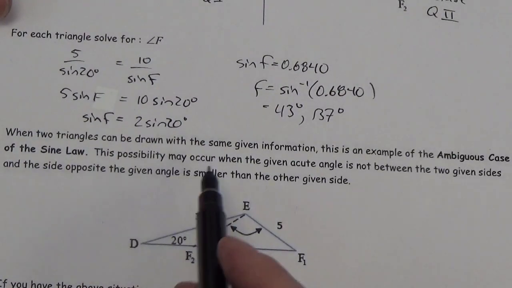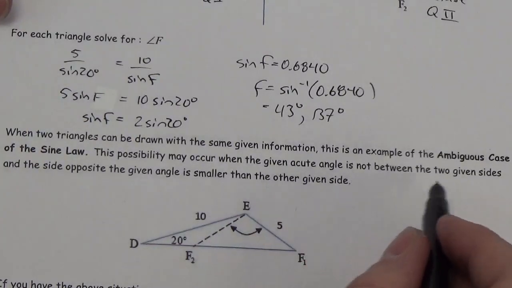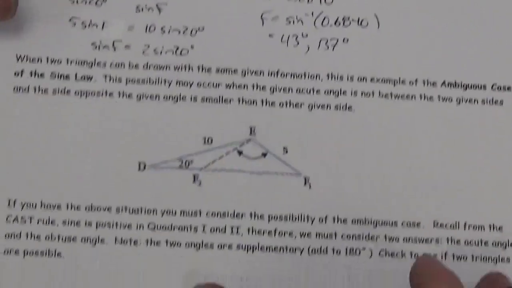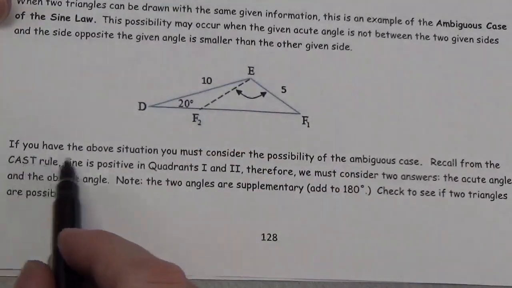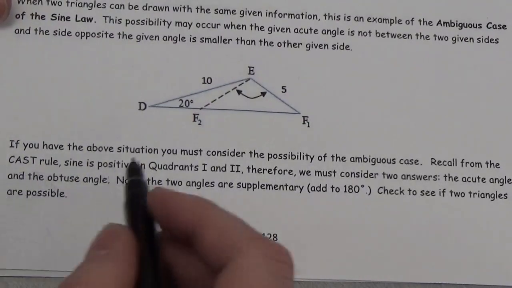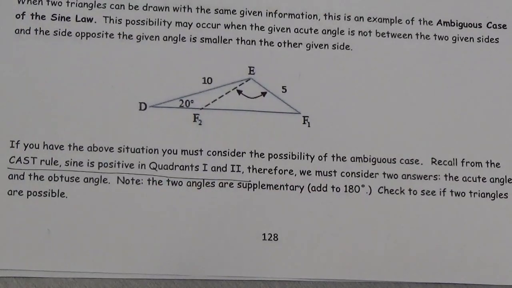So this possibility may occur when the given acute angle is not between the 2 given sides. So in other words, we're dealing with a sine law situation. If you have the above situation, you must consider the possibility of the ambiguous case. And just like they're saying here, sine is positive in quadrants 1 and 2, and so that's why that would pop out. So there's a bit of the theory here. Now let's take a look at some questions.